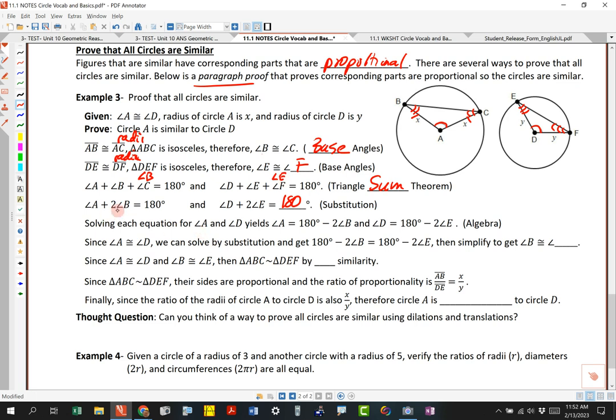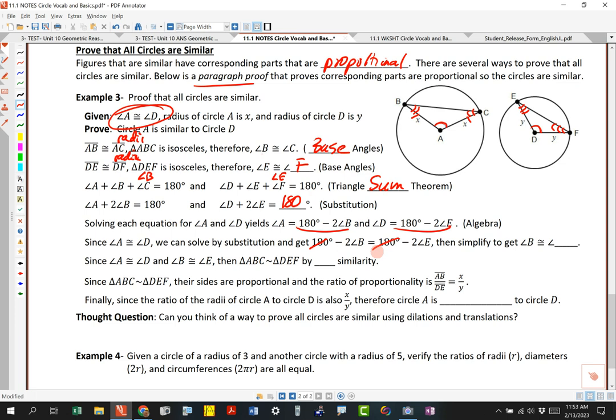Solve for A on this one, so move that over. Solve for D on this one, so move that over. And here's what you get. Angle A is 180 minus 2 angle B's. Angle D is 180 minus 2 angle E's. And the reason we did that, that's just some algebra, just moving some things around in an equation. And since they said in the given those two angles A and D are congruent, we can do some substitution and just set this equal to this, and then we can solve. And if you solve, you can drop the 180s.